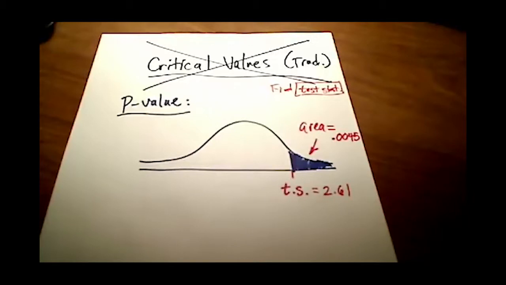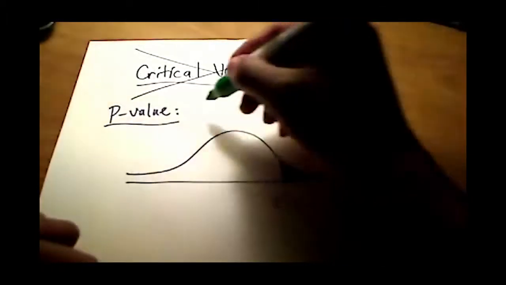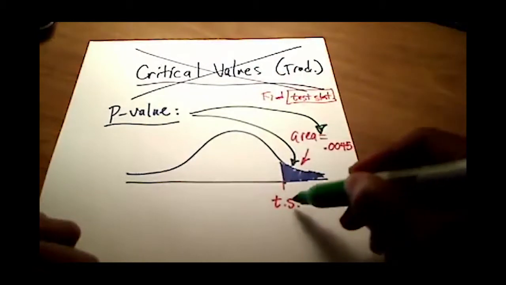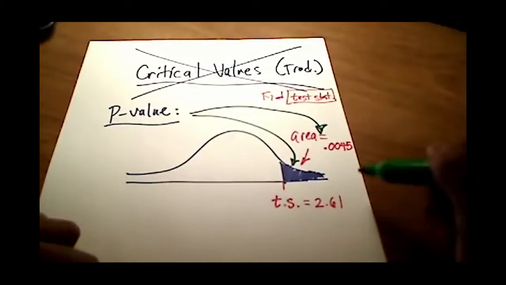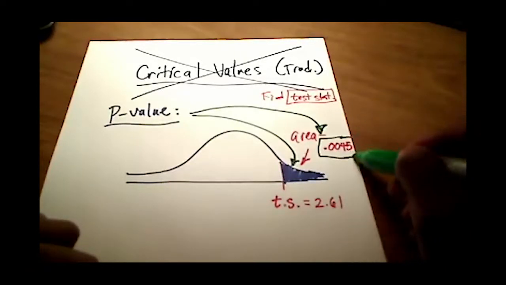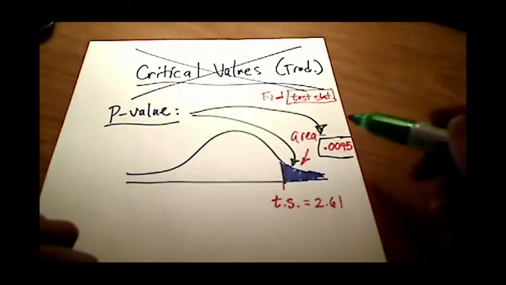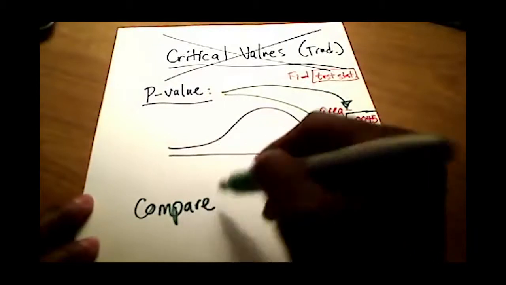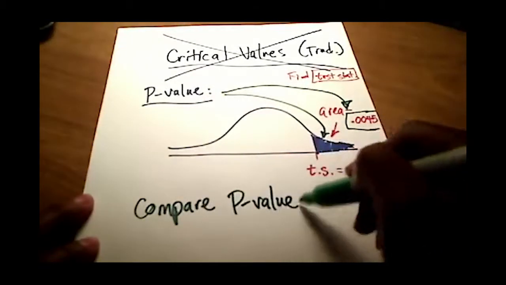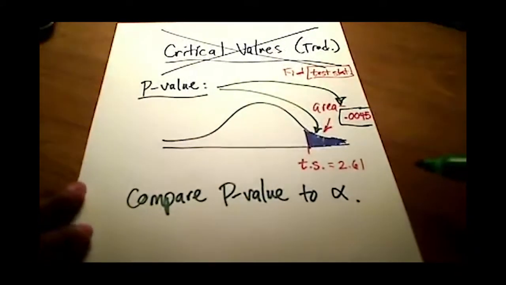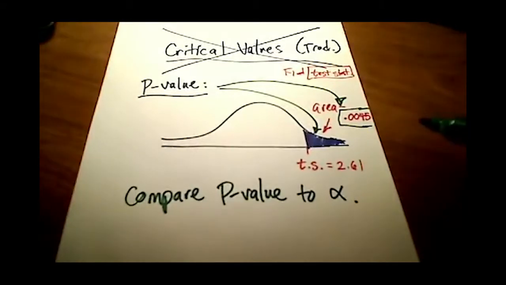But here's the deal. That area is what's called our p-value. So this area is the p-value. The area sitting over here to the right of the test statistic is our p-value. So that area, in this case 0.0045, is our p-value that we are going to compare to our alpha, to our level of significance, and that's how the p-value method of testing works.